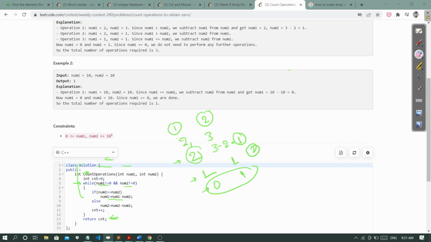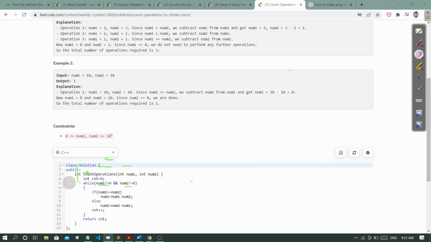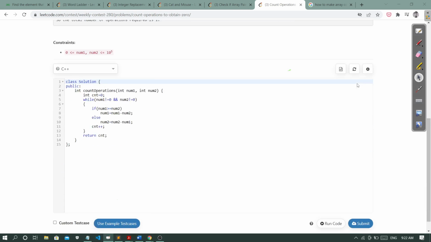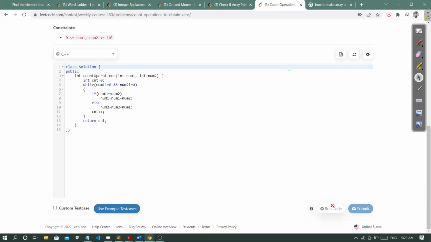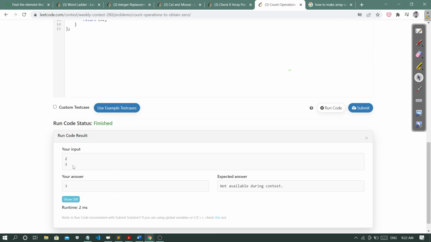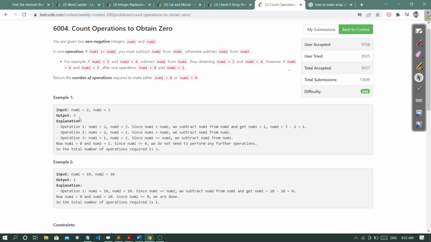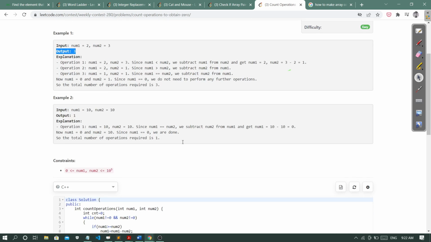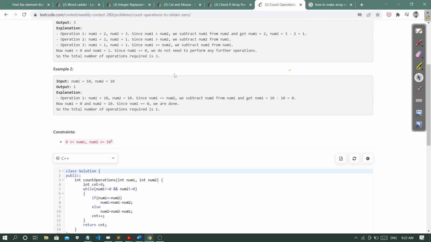So I hope you all understand this problem statement. If you try to submit this approach, then you will get the correct result. So let's run the code and see what happens. Yes, it gives the correct result, because for example number one we get three as the answer, and here also the output is equal to 3. So if you try to submit for all the test cases, then you will get the correct result.